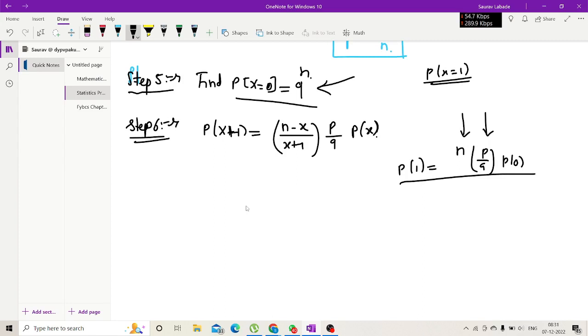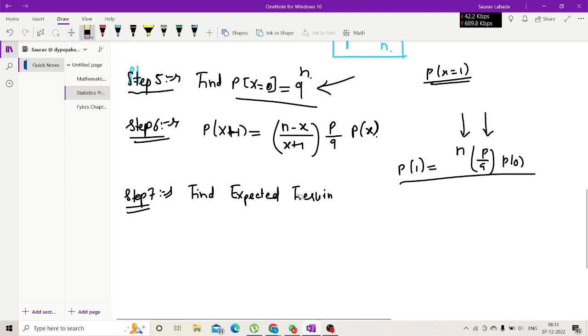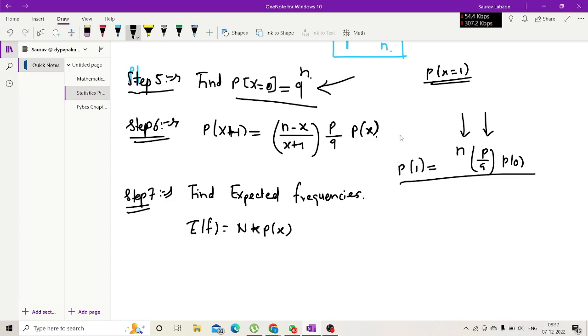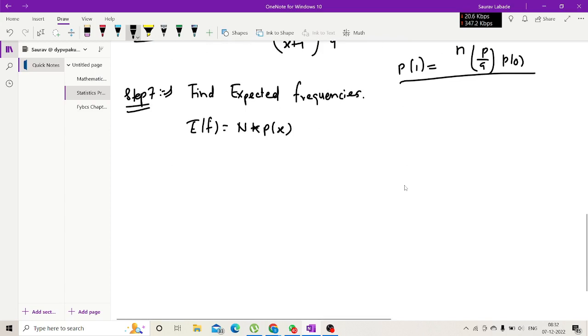And now I have to find the expected frequency. So that is my step 7. Step 7 is find expected frequencies. So what are expected frequencies? The expected frequencies are nothing but capital N into probabilities. That means all the probabilities which I will get, I will just multiply by capital N, and that all will be my expected frequencies. Okay, and then step 8.